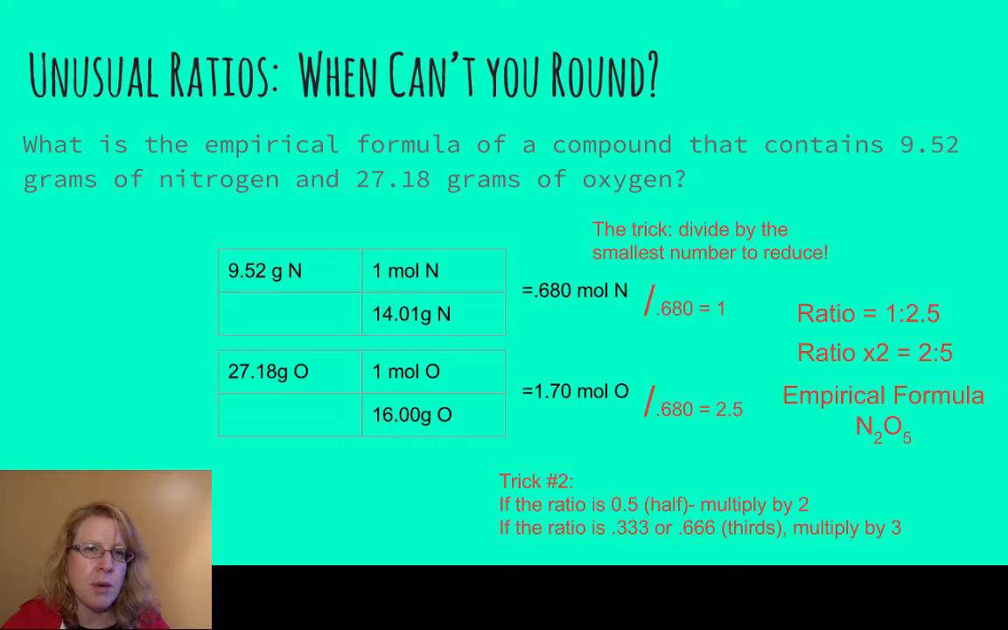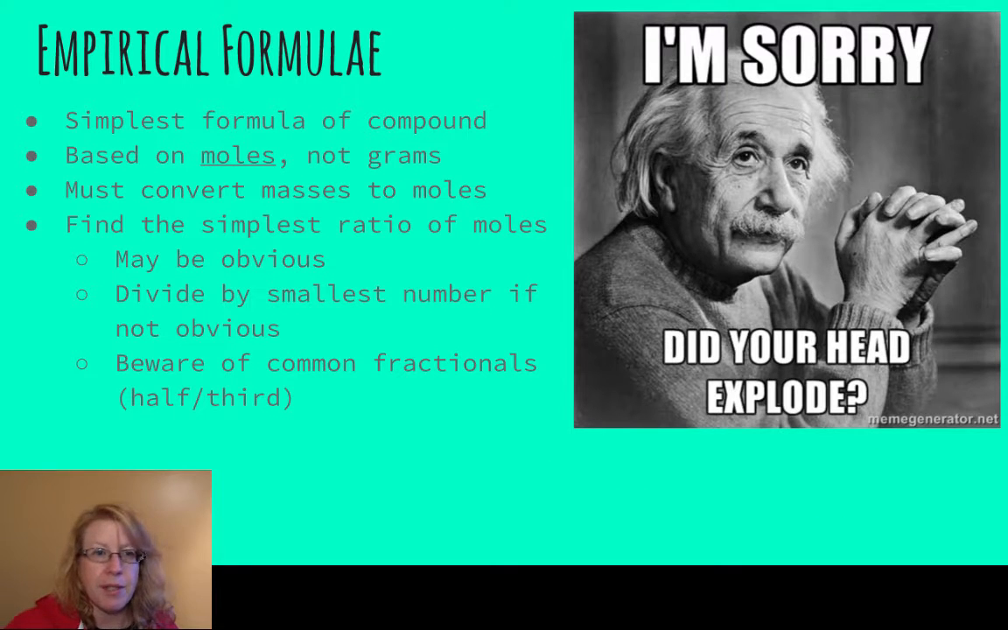Most of the problems that you're going to do are not going to be like this, where you have a weird ratio, a real weird fractional on there, but you do need to be able to deal with those. Recognize that, oh yeah, 0.5, that's a half. So I'm going to multiply that by 2 just to get it up to a round number. Okay, sorry if your brain exploded.